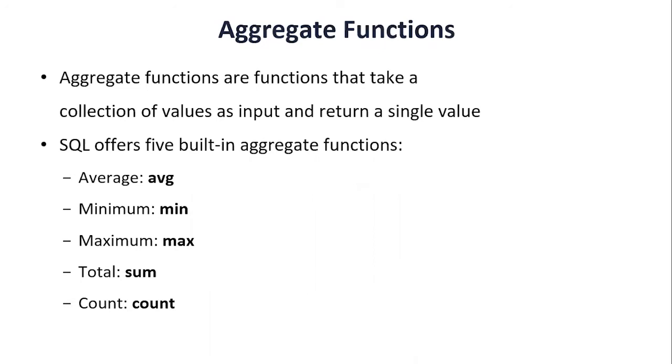These aggregate functions can take a collection of values as input and return or output a single value. So that's what we mean by aggregation. We give a collection of values and we get one single value as the output. SQL offers 5 built-in aggregate functions: average, minimum, maximum, total, and count. So let's see how we can use each of these 5 aggregate functions.